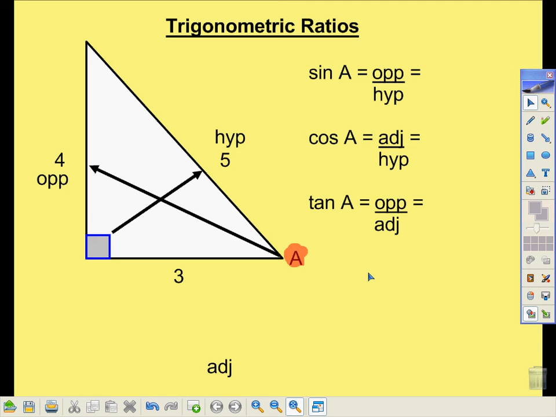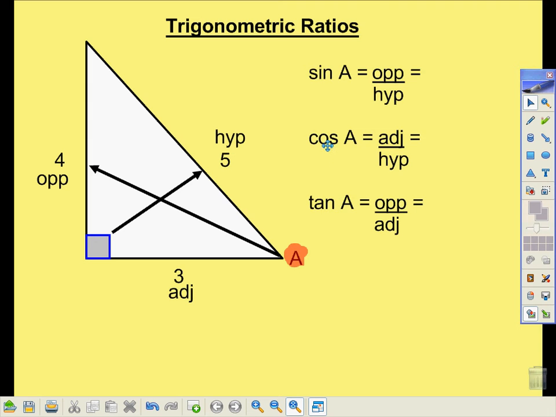Using process of elimination, that means that our 3 has to be adjacent. Adjacent just means next to. People get that confused. So if you do your steps of finding opposite, hypotenuse, and then adjacent, everything will go smoothly.